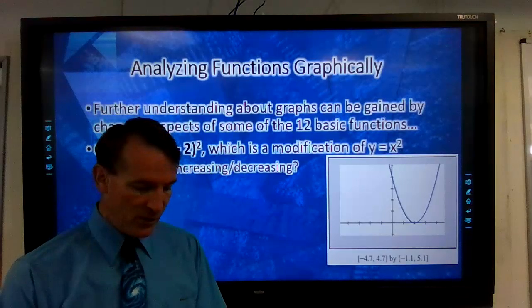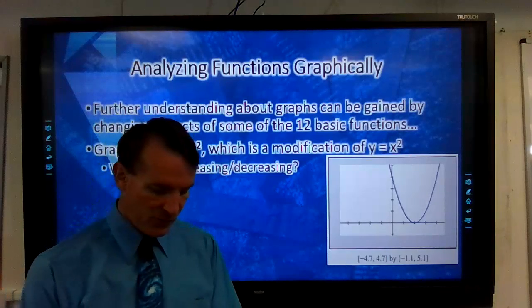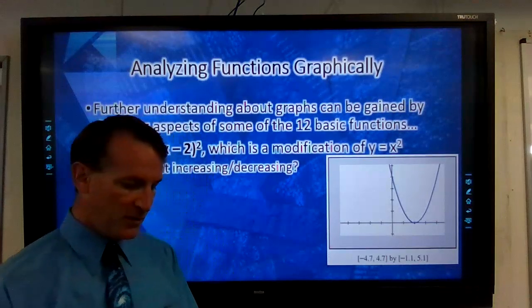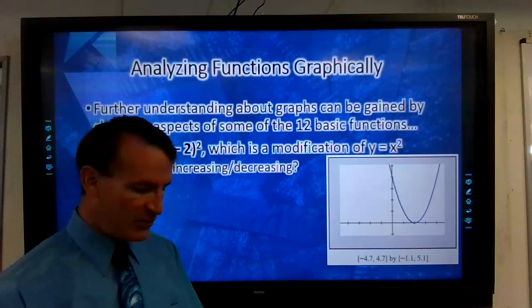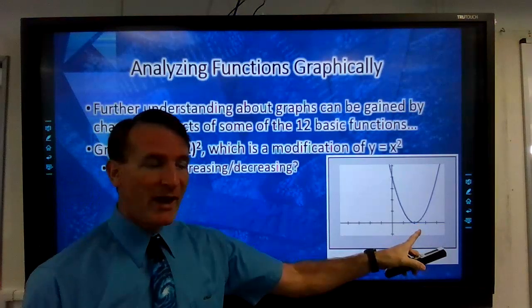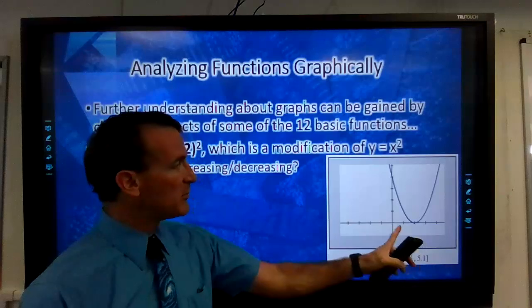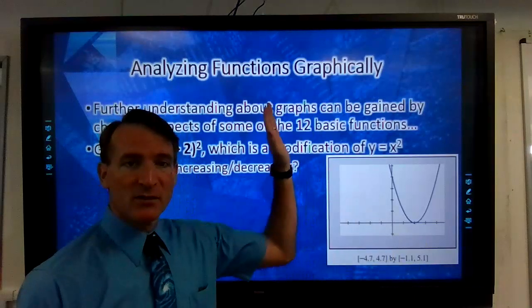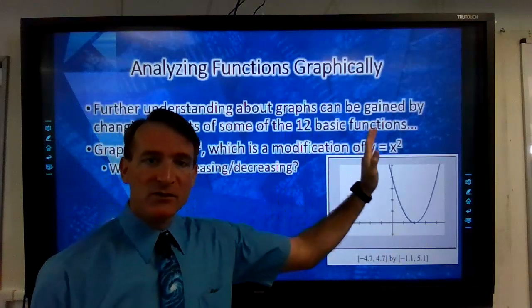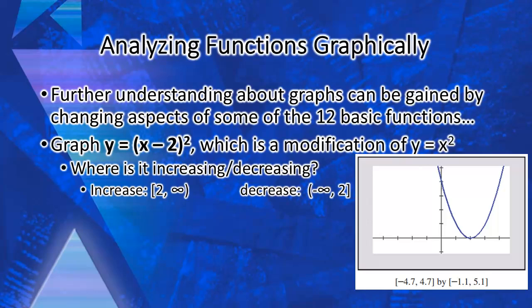We need to enter in a left bound portion by hitting enter on the left side, and then a right bound portion. So if you scroll over to the right hand side of your minimum and hit enter again, in between those two, you'll notice that it is basically 2. So we're at 2.0. So that is my minimum. So it's decreasing from negative infinity to 2, and then it's increasing from 2 to positive infinity.